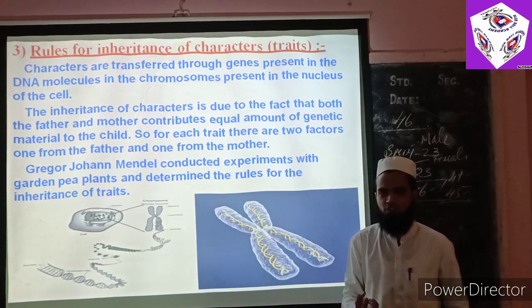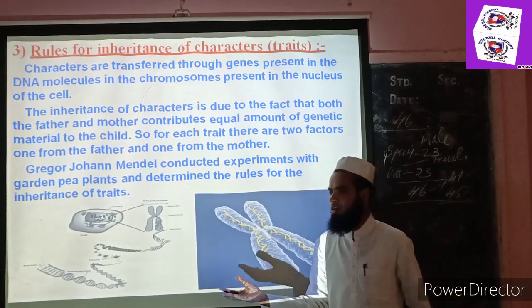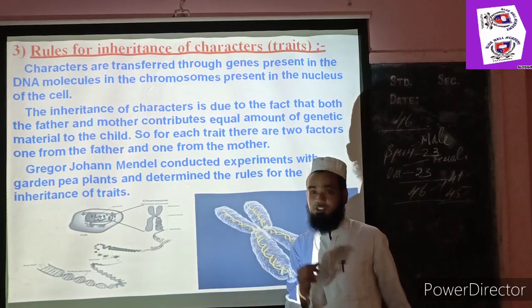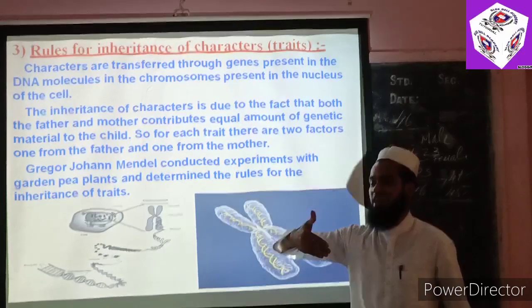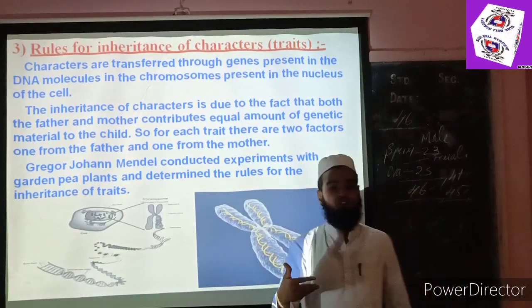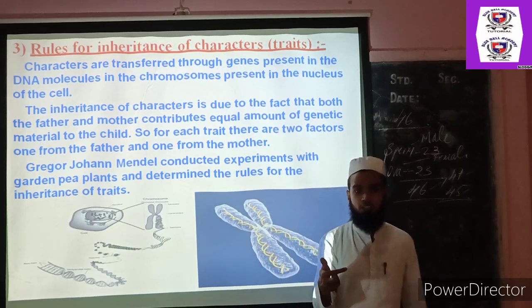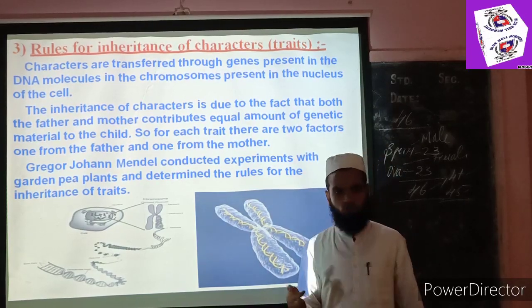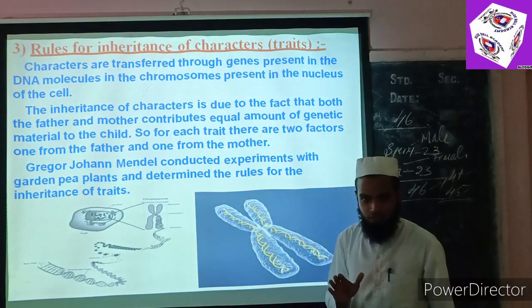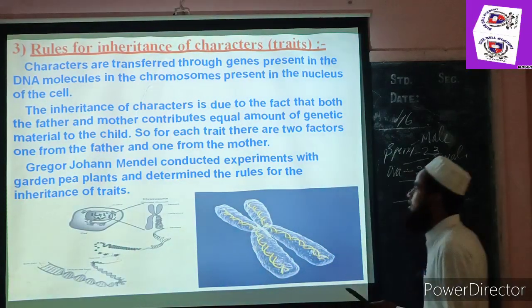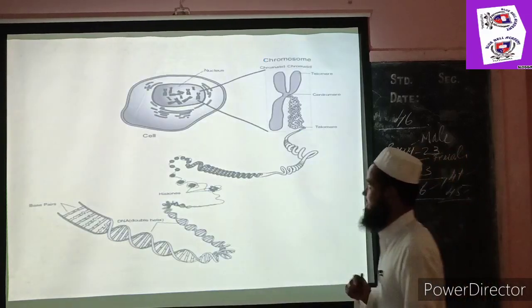We need some rules. Without rules, we can't understand any subject. So we have to understand the reason for the inheritance, the transmission of character from parent to offspring. What is the reason for that? For that, he determined the rules. Those rules we are going to study in this chapter. Did you get it? Let's move on to the next slide.